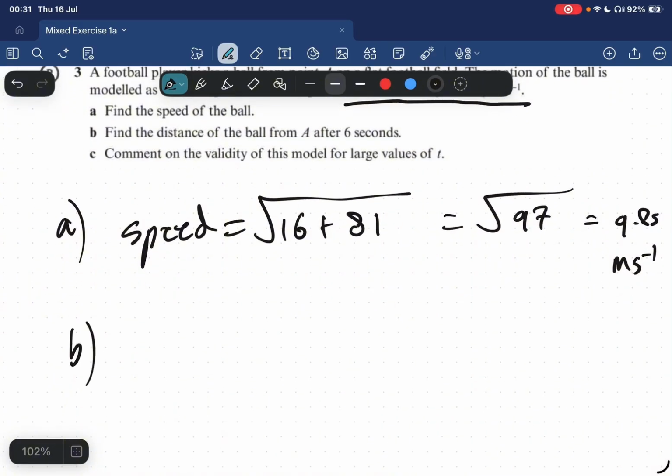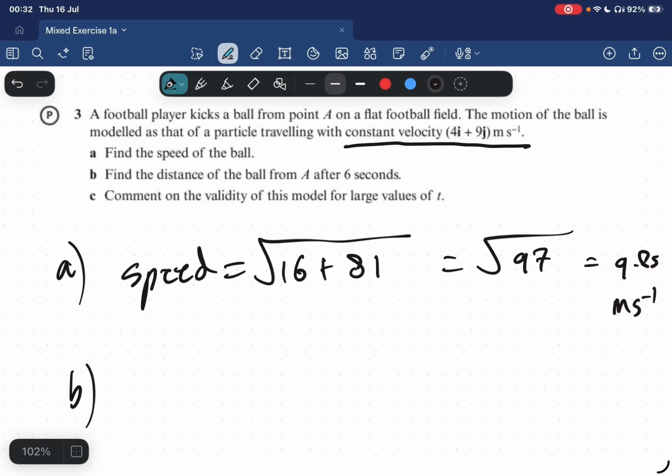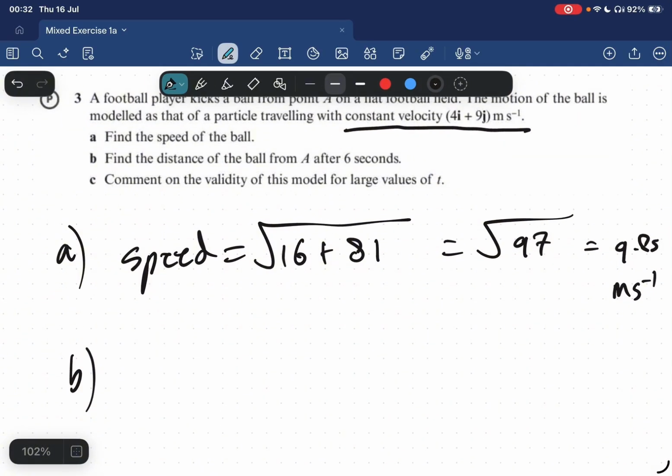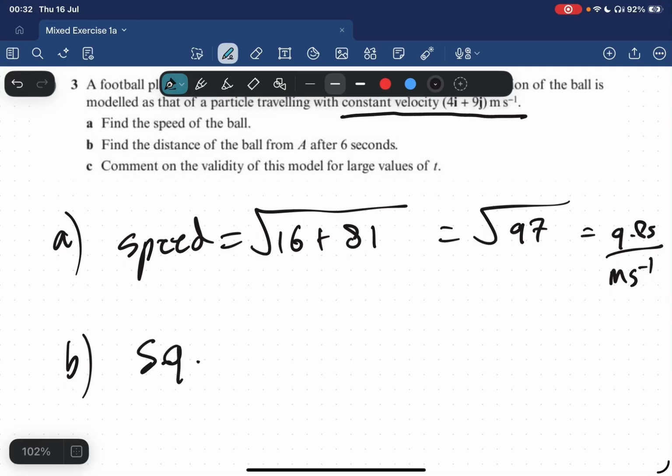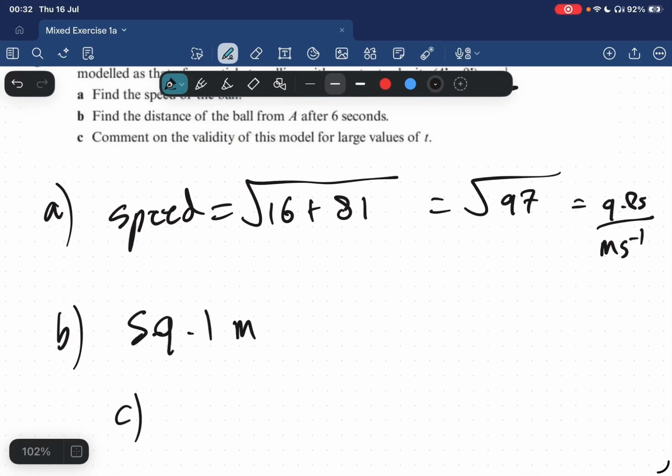Now we need to find the distance the ball moves from A after 6 seconds. Initially it would have moved nowhere, right? And then after 6 seconds, it would have done 6 times what it moves in per second, if that makes sense. So we do our answer from before times 6. So then we get 59.1 meters. Hopefully that should make sense.